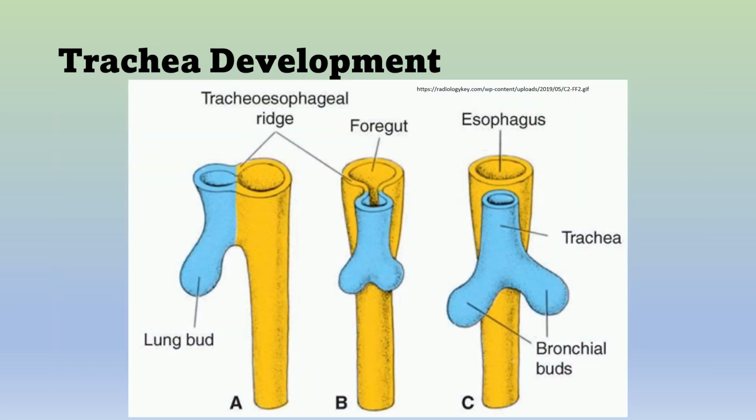The laryngotracheal diverticulum separates from the foregut into the primary bronchial buds. This is accompanied by folding, which separates the foregut into the trachea and the esophagus. The lung buds continue to develop into the bronchial tree, with the right lung bud dividing into the 3 main bronchi and the left developing into the 2 main bronchi.